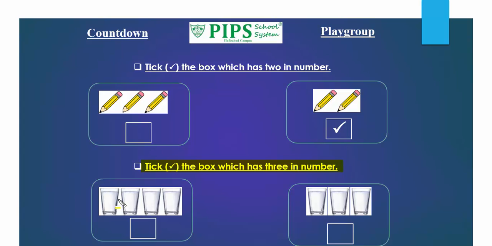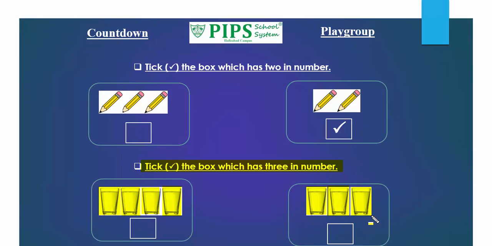Let us count how many objects are in the first box. 1, 2, 3, 4. These are 4 objects. Let us count how many objects are in the second box. 1, 2, 3. These are 3 objects.